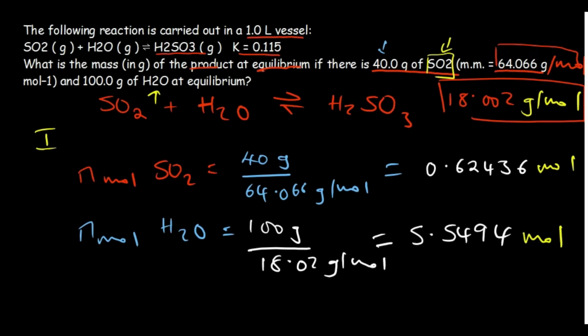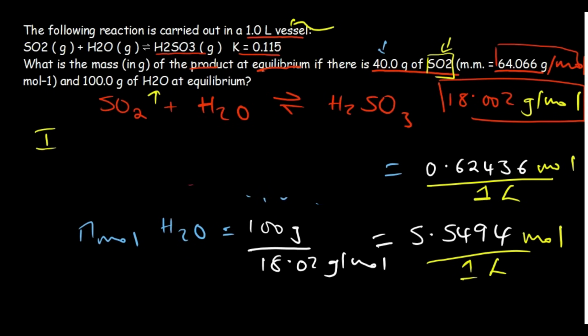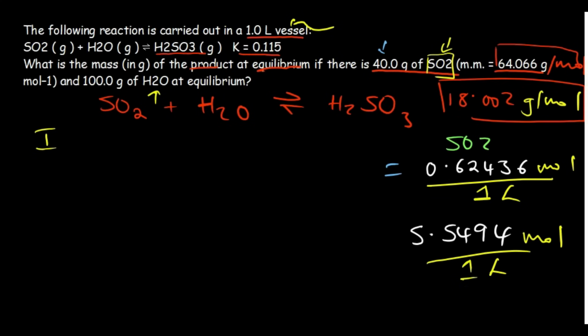Now the good part about this question is the volume has been given to be a liter. So you divide by 1 liter so that you have what? Molar concentration. So you know where that is going, right? So we have the concentrations. So that one becomes the concentration of what? Sulfur dioxide. The one on the bottom, that's for water. So this is for water.